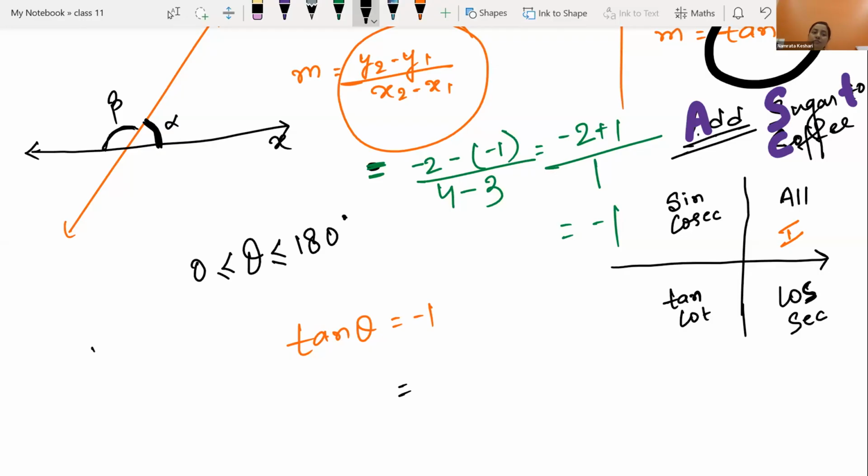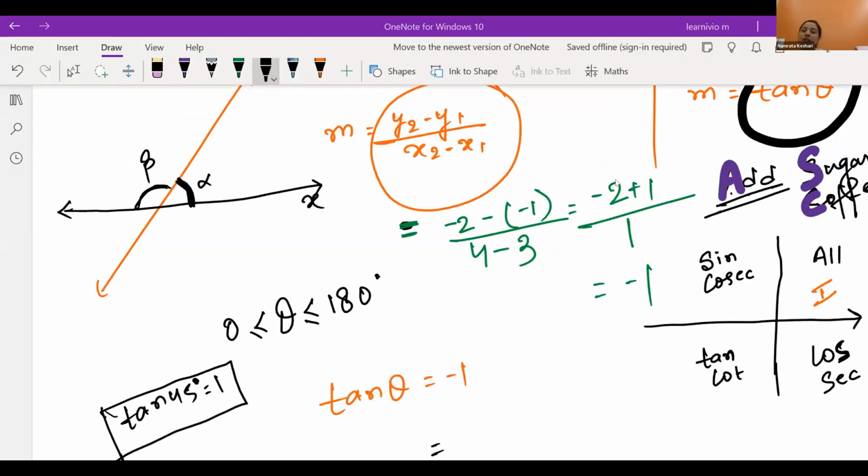Do we know tan 45 is positive 1? Yes or no? Yes, ma'am. Okay, so if we go to the second quadrant, I need to tell you the whole thing, otherwise you will end up getting confused if I don't explain the detail. For this, we can take 180 minus 45.